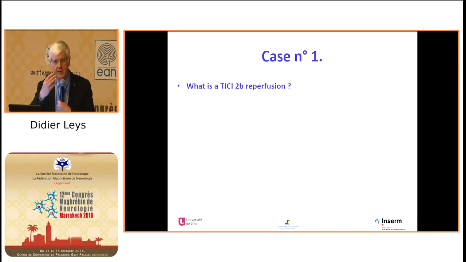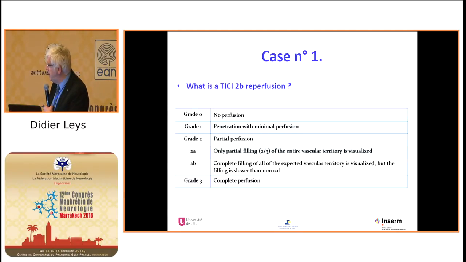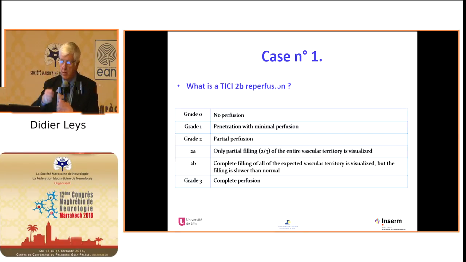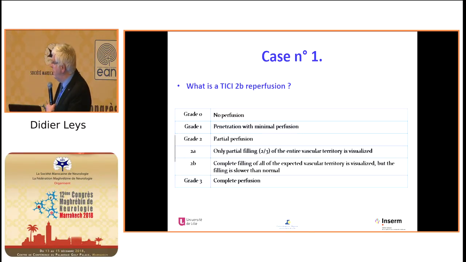What we call TICI 3 is a perfect reperfusion. So the angiogram is perfectly normal after. And we have, of course, a classification I have put here. Usually it is the radiologist, or the person who does the thrombectomy, who says at the end TICI 2B, or if we are not in the room during the thrombectomy.